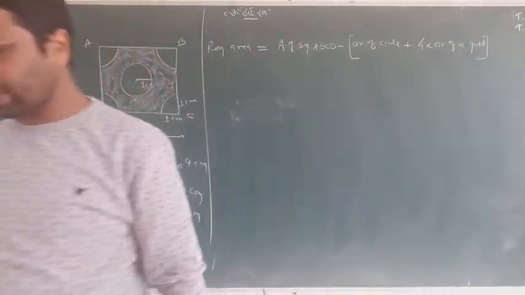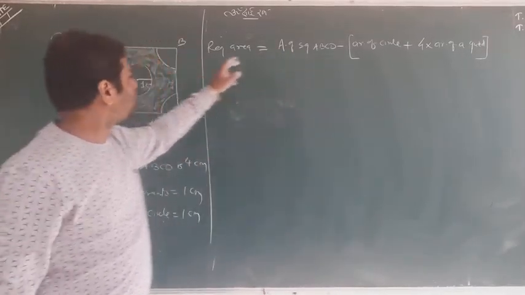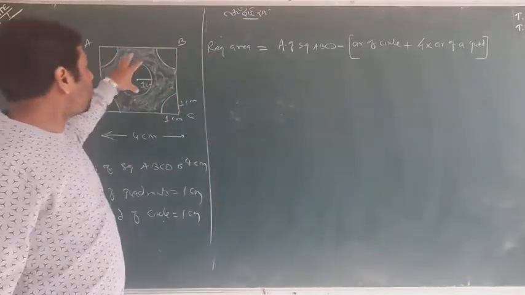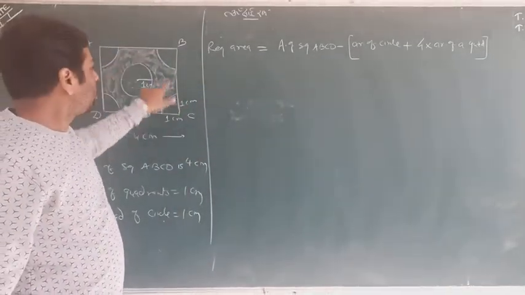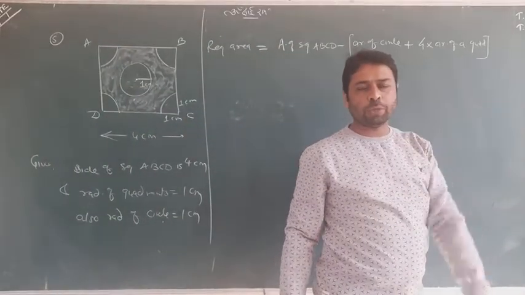Area of a quadrant. Can you see, student? This is nothing hard. One can understand: whole area ABCD minus, in bracket, area of a circle plus we have 4 quadrants, 4 into area of a quadrant. Now we can put the values.